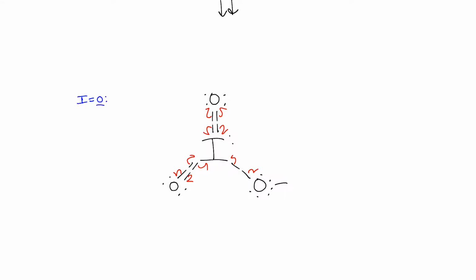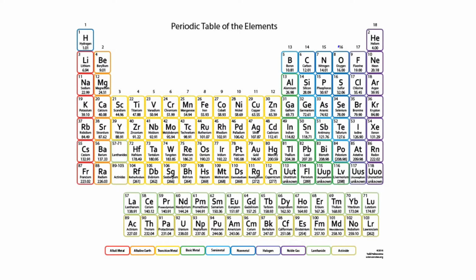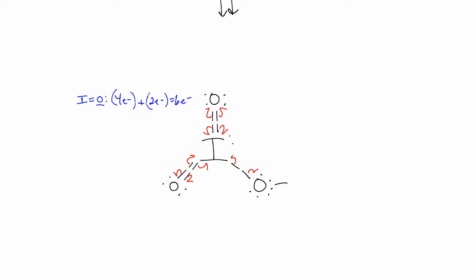And we'll underline the O. So this oxygen right here has 1, 2, 3, 4 electrons from lone pairs, plus 1, 2 electrons from bonding. So there's 6 electrons around it. Remember that oxygen, being in group 16, needs 6 electrons to be neutral. So it has 6 electrons.